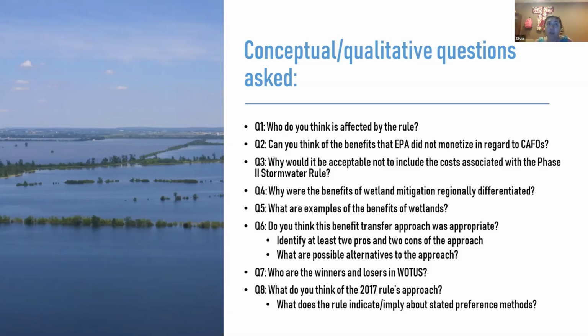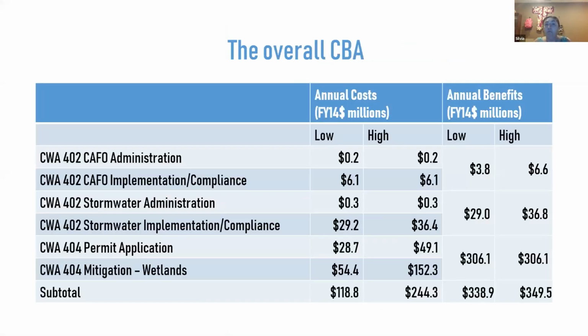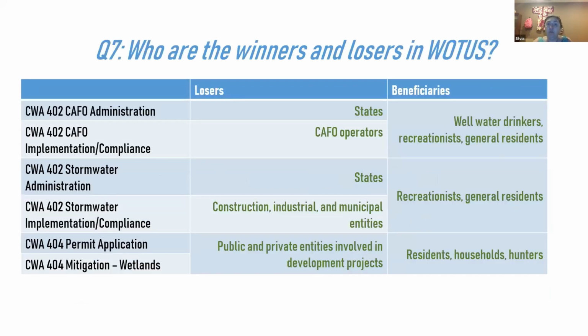It's not quite the same, but it was what it was this spring, right? So these are the kind of questions that I asked, focusing on the elements of the cost-benefit analysis that had to do with confined animal feeding operations, stormwater administration, application of permits, and the permit application for dredging and filling, and wetland mitigation. The kind of answers that I was looking for here in terms of the winners and losers.